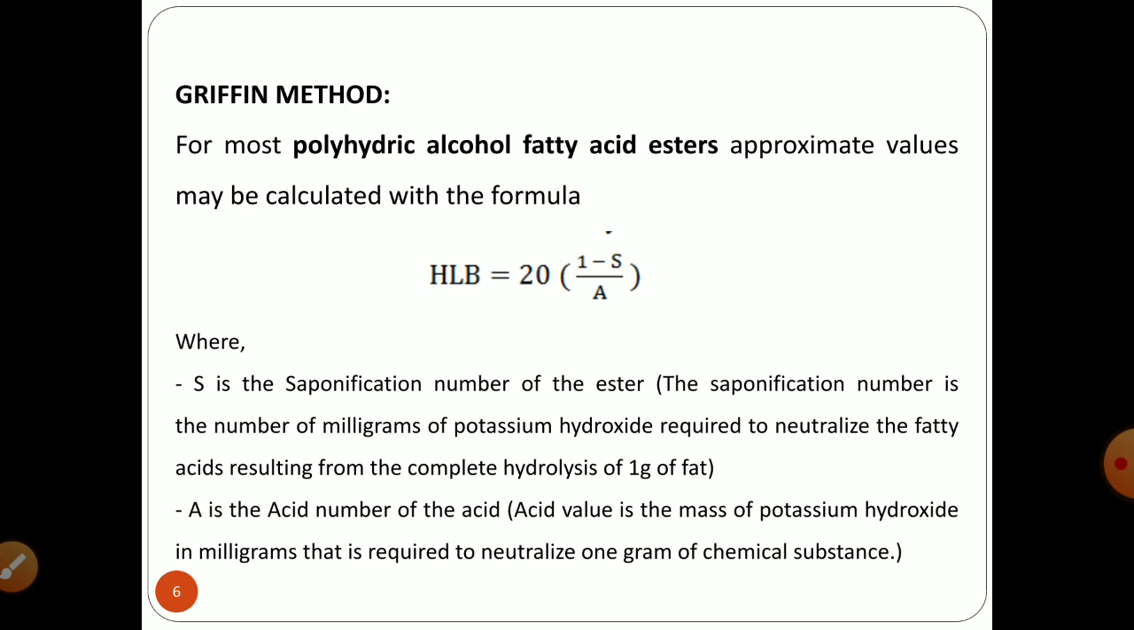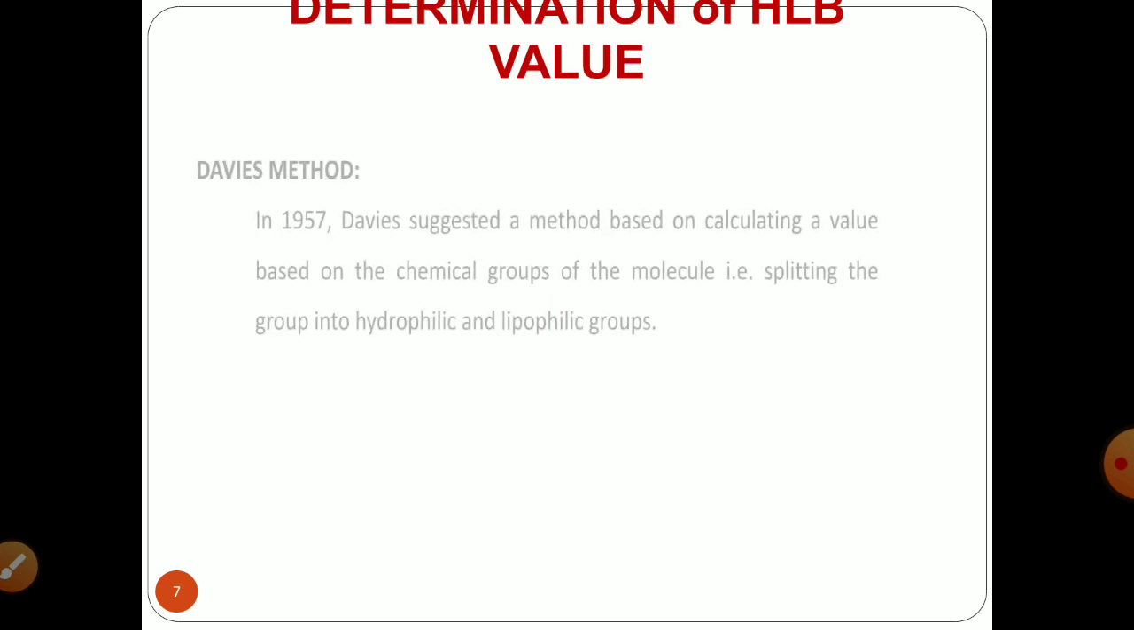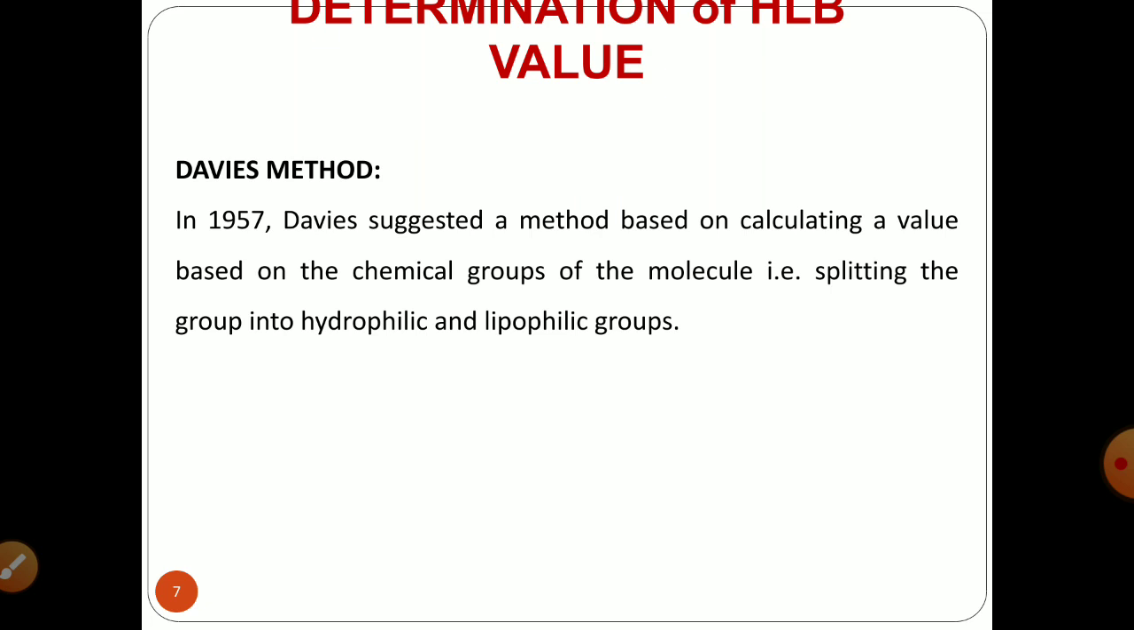So Griffin devised the value of HLB based on two formulas. First, the one on the basis of polyoxyethylene chain, and the second on the basis of polyhydric alcohol fatty acid esters. The next method by scientists is Davies method. In 1959, he suggested a method based on calculating a value on the chemical groups of the molecule.